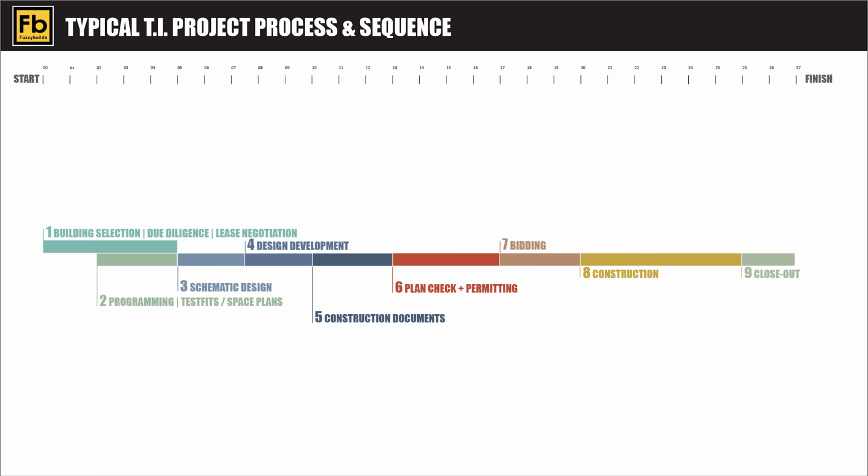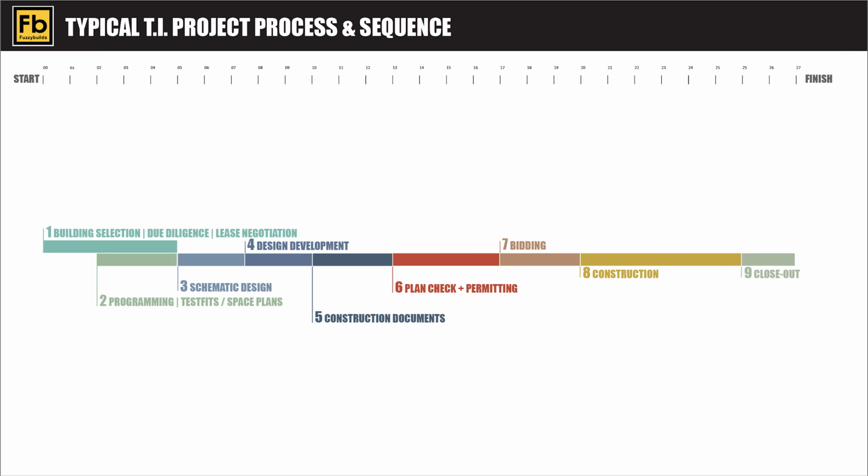So this diagram illustrates the typical standard sequence for all the phases of a tenant improvement project. The ticks at the top are a representation of units of time, whatever that may be, weeks, months. It all depends on the complexity of the project, the city you're in, and who you hire. In the middle are all the phases of a TI project in sequence.